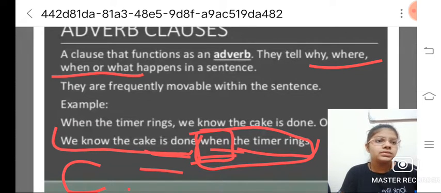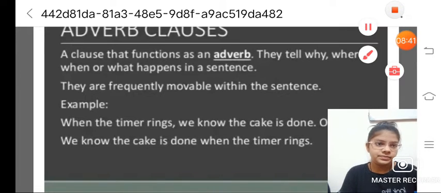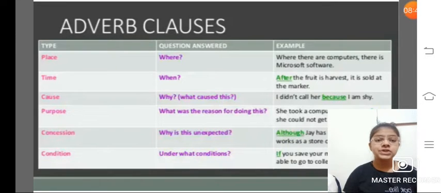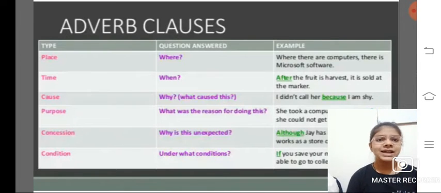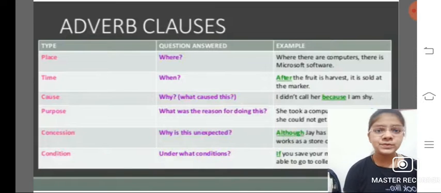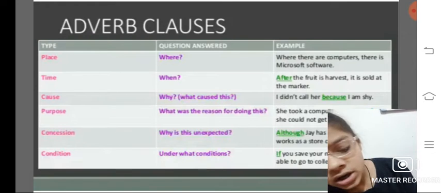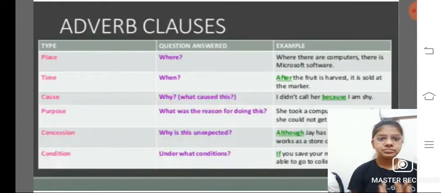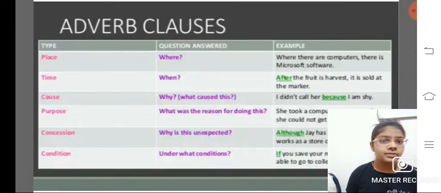You don't need to be confused here. Okay, so now there are some more types of adverb clauses too. The first type is place. We know adverb of place, adverb of time, adverb of frequency, and etc. But now there are some more types, like adverb of cause, adverb of purpose, adverb of concession, adverb of condition, right?